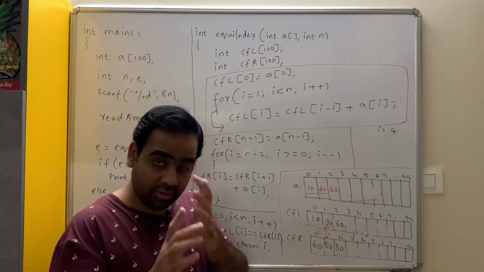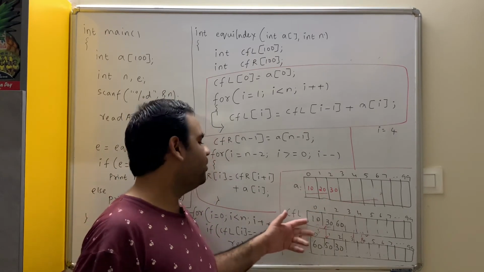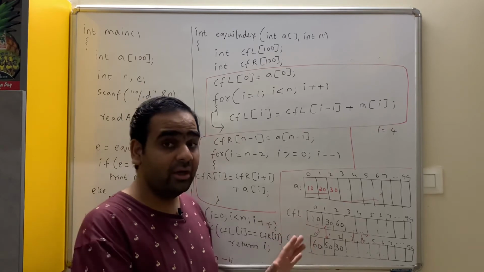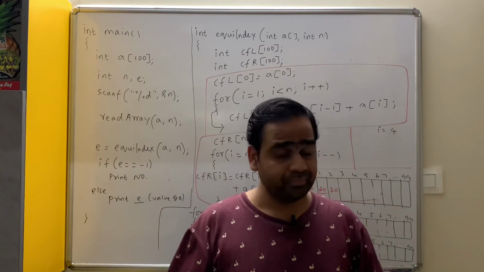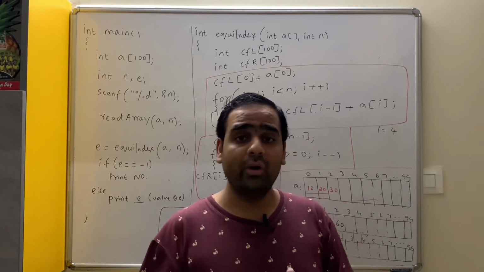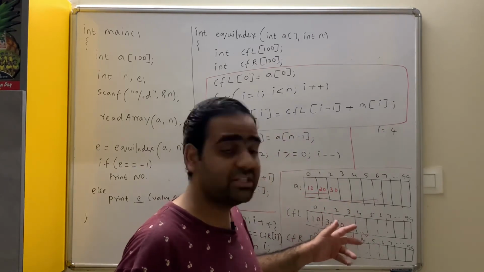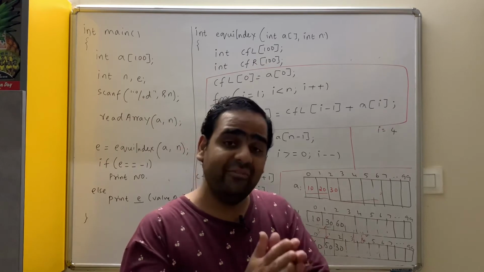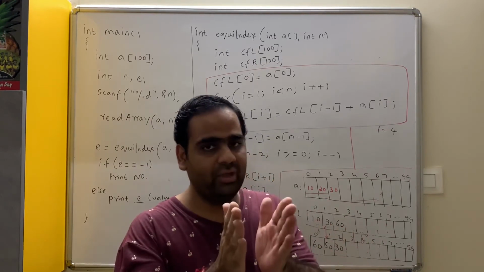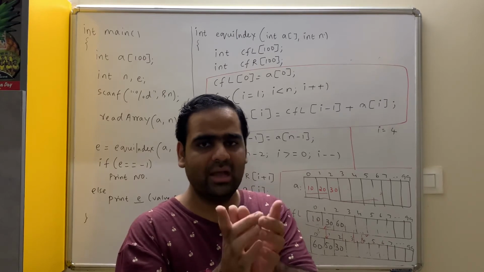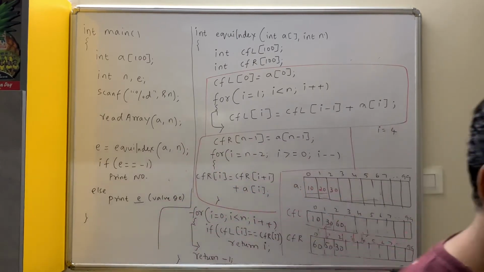Now the second method is also the cumulative frequency method, but I'm not going to use extra arrays. Here we have used extra memory, extra arrays. This is a very good method, but the overhead is that you are using extra memory, extra space. Can we do it without using an extra array, without using extra memory? Yes, we can do it. And wait, I'm going to explain it, but until then, think about it.